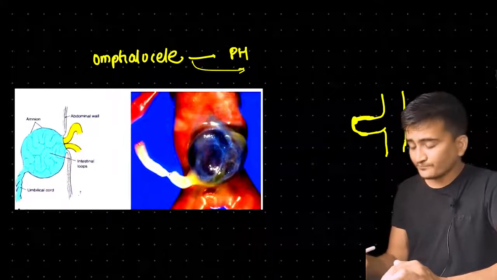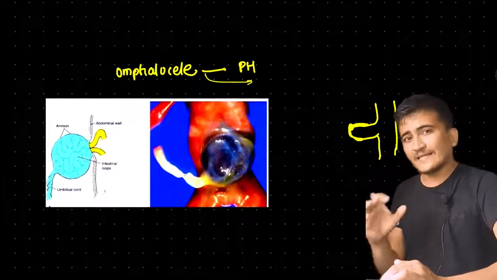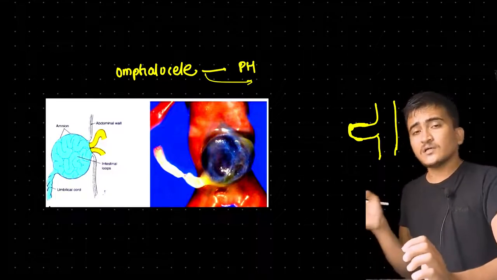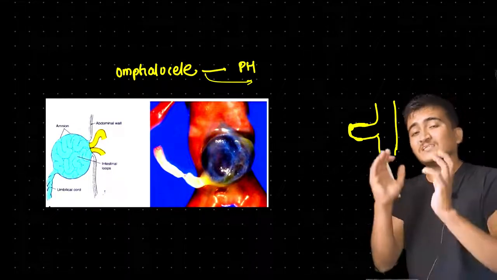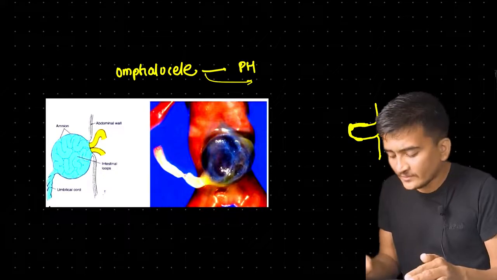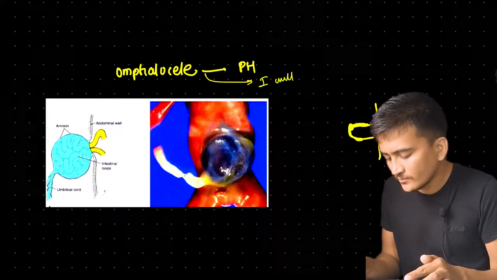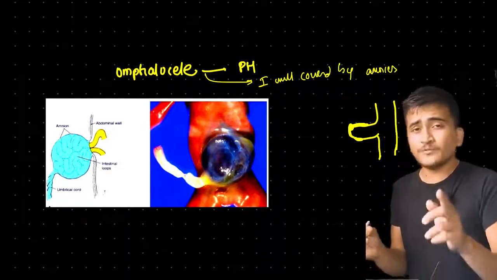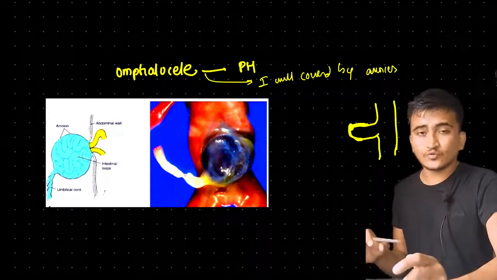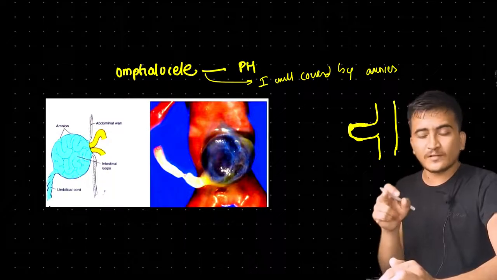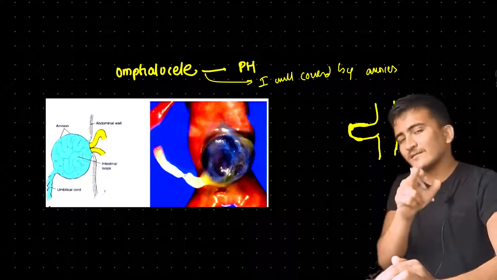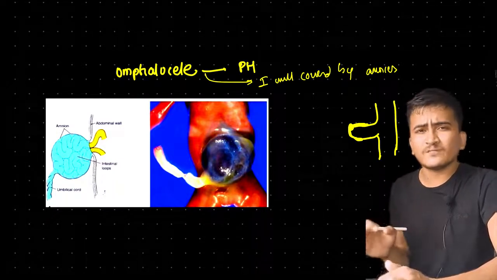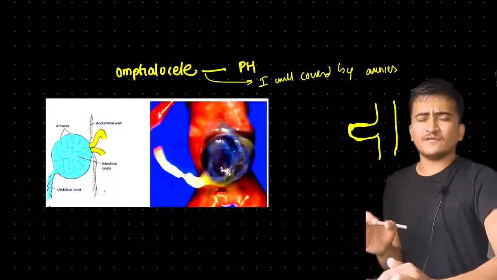Another thing is, if that will not go back, then the intestine will protrude, and that intestine will be covered by amnion. If you compare with gastroschisis, in gastroschisis the intestine was not covered by amnion, and there was no defect in the umbilical cord.